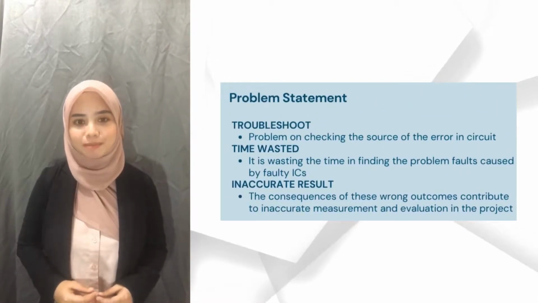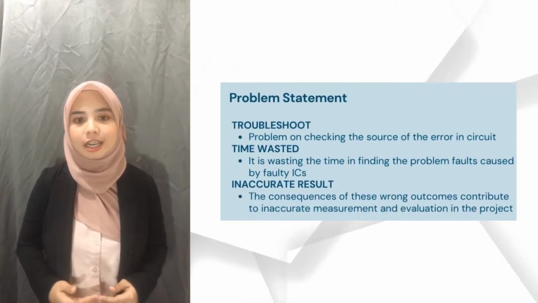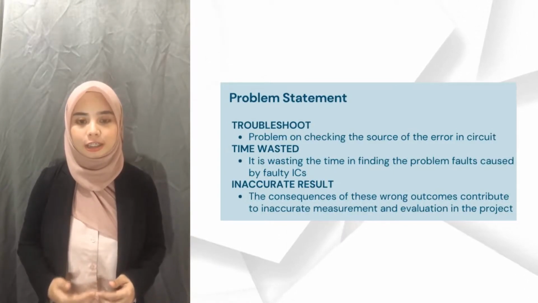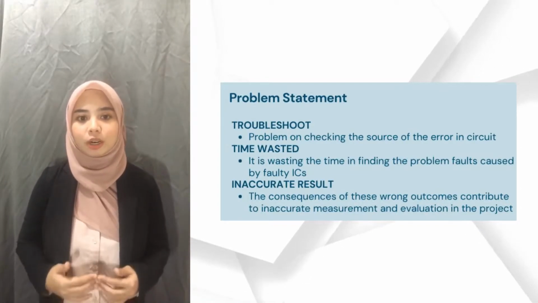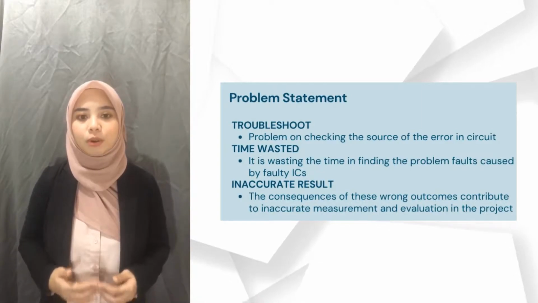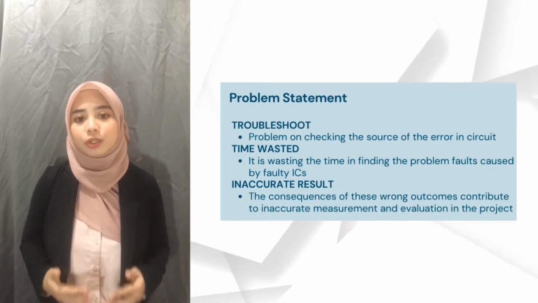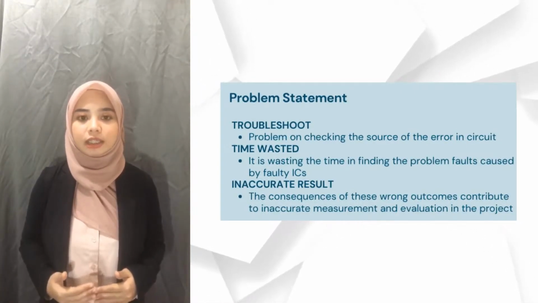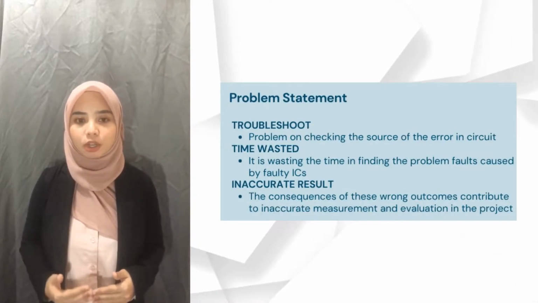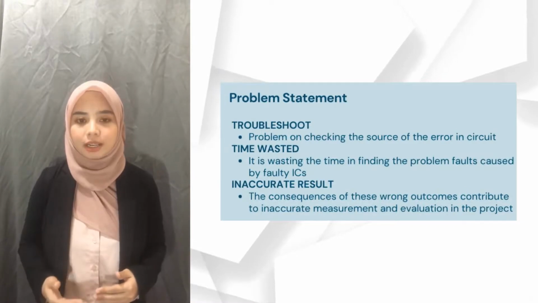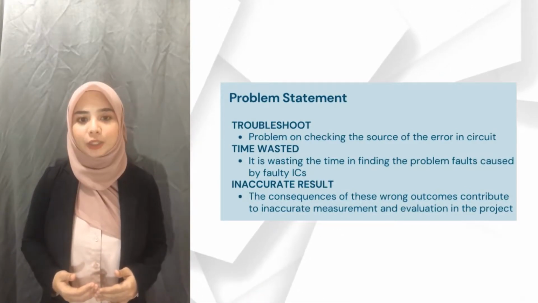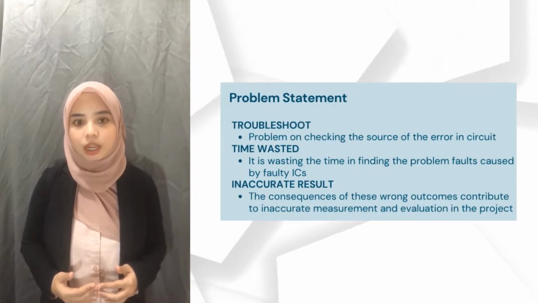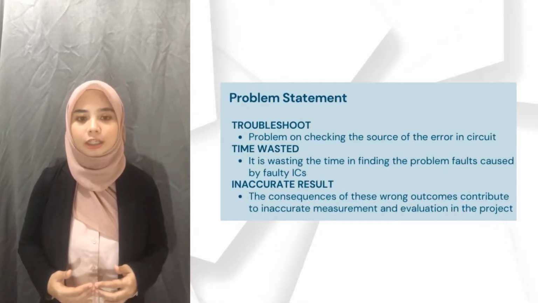Moving on to the problem statement, we have faced some difficulty in troubleshooting. The problem can occur during checking of the source of error in the circuit. This is a common problem in troubleshooting a circuit. The problem also leads to wasted time, and we all know that troubleshooting a circuit will take some time to find the source. So we can state here that time is wasted in finding the problem that is caused by the faulty IC. By right, the faulty IC also leads to inaccurate results. The consequence of this wrong outcome contributes to inaccurate measurement and evaluation of certain results in the project data.